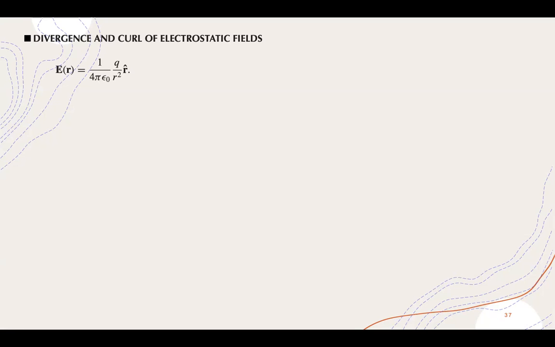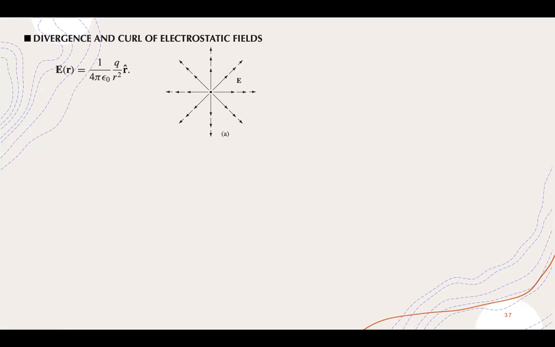So we know that the electric field for a single charge is given as 1 over 4 pi epsilon naught, q over r square, r cap. So this is very well known now. How can we represent this? If it is a positive charge, then generally we say that the electric field should go outward.